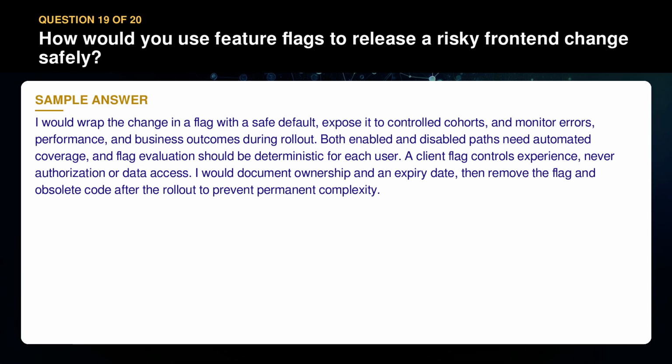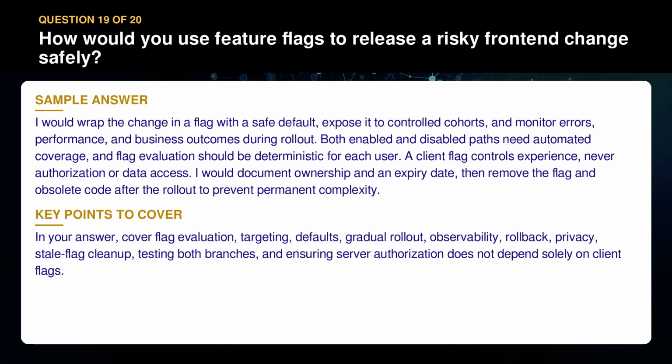I would document ownership and an expiry date, then remove the flag and obsolete code after the rollout to prevent permanent complexity. In your answer, cover flag evaluation, targeting, defaults, gradual rollout, observability, rollback, privacy, stale flag cleanup, testing both branches, and ensuring server authorization does not depend solely on client flags.